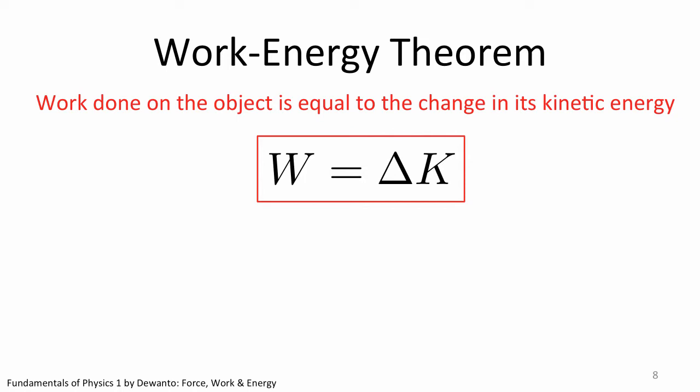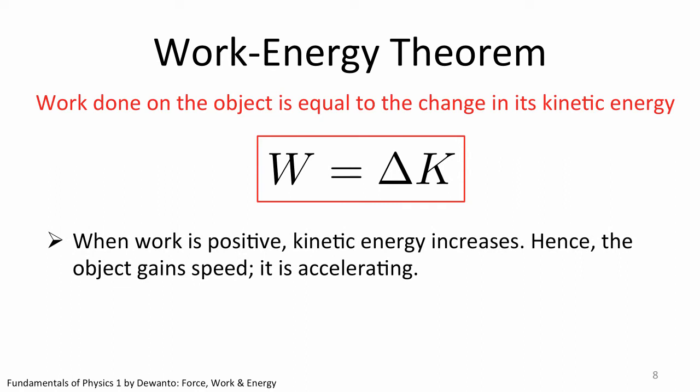When the work is positive, that means the change in kinetic energy delta K is also positive. That means the final kinetic energy of the object is higher than its initial kinetic energy. Because kinetic energy is proportional to the speed squared of the object, that means the final speed of the object is higher than its initial speed. In the language of kinematics, we say that the object is accelerating. Is this consistent with what we learned from Newton's law? Well, it is. Remember, for work to be positive, the force, or at least one component of the force, must be directed along the displacement. That means the force is directed in the same direction as the motion of the object. The force reinforces the motion, and the object should accelerate.